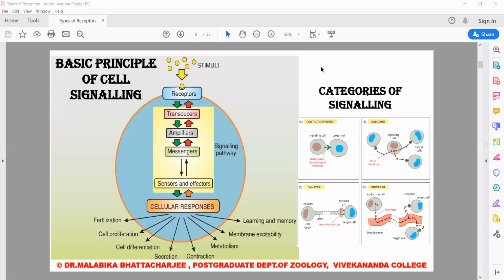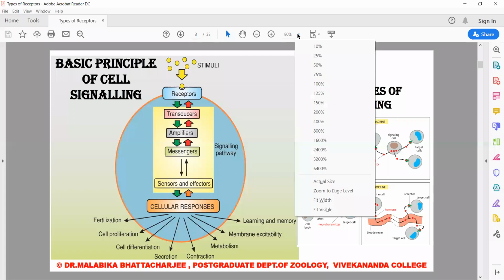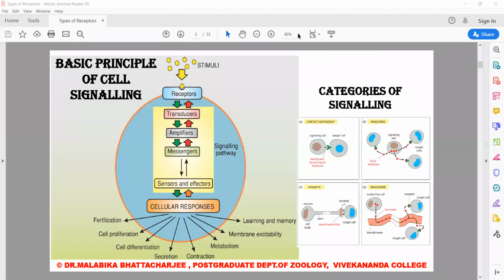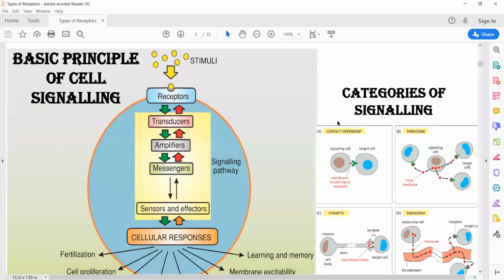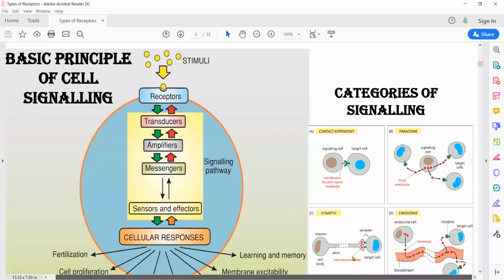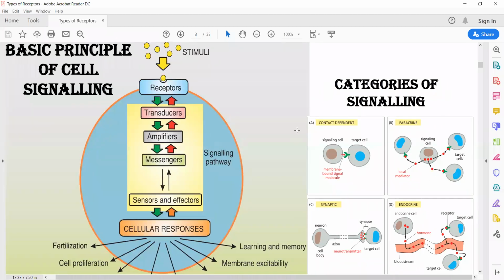In this picture on the inset right side, if you can see, I have shown you the basic categories. This is a very schematic or summary representation of the basic categories of signaling. The signaling can be broadly divided into contact dependent, paracrine, synaptic, endocrine. Now, we'll be coming into this picture in detail. So let me get into the next slide where in detail we'll be discussing what are these various categories of signals.